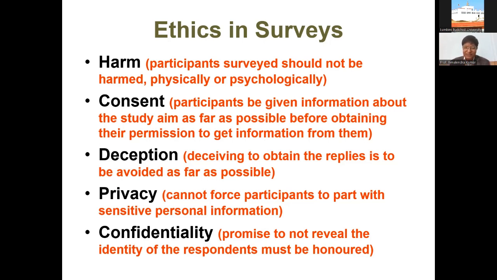Privacy of the participants must be maintained by a research scholar. Sensitive issues related with the person should not be disclosed. Sometimes there are mishappenings that some personal information is made public also. Confidentiality must be maintained by a researcher, and the promise to not reveal the identity of the respondent must be honored. If a participant asks for confidentiality, it must be maintained.